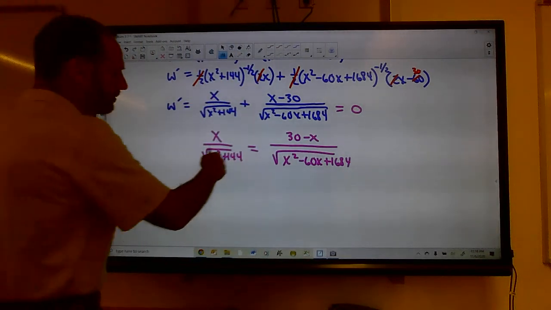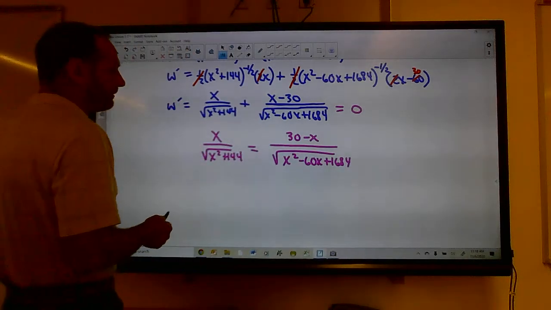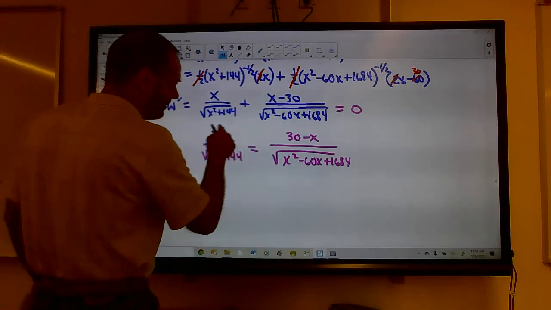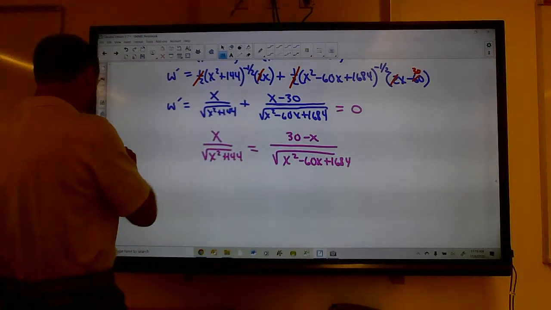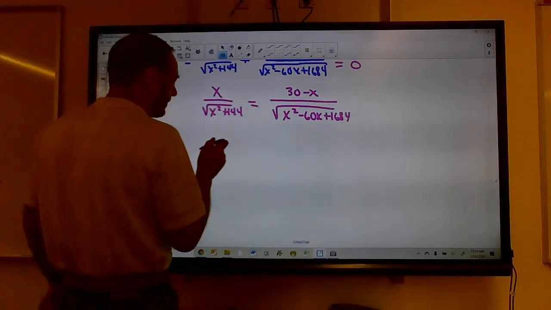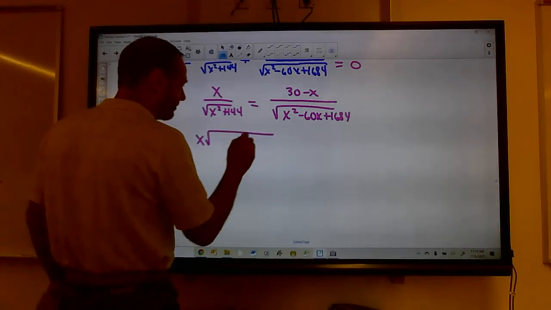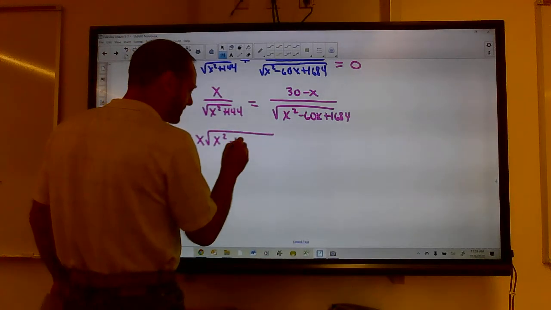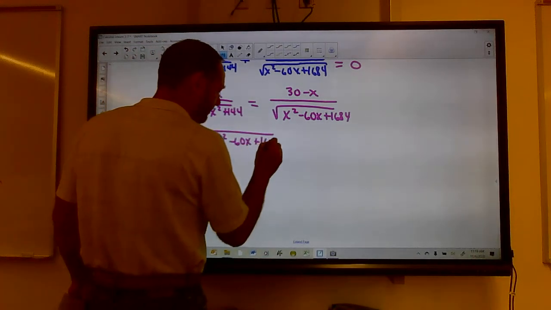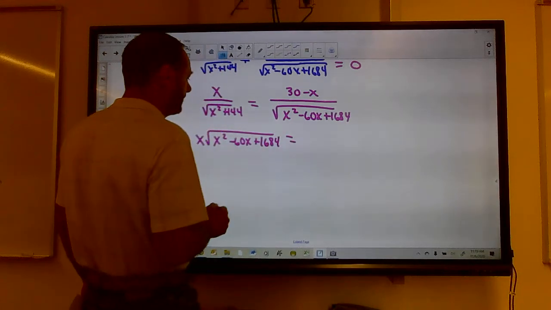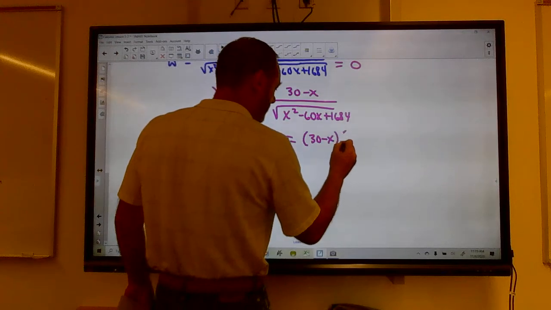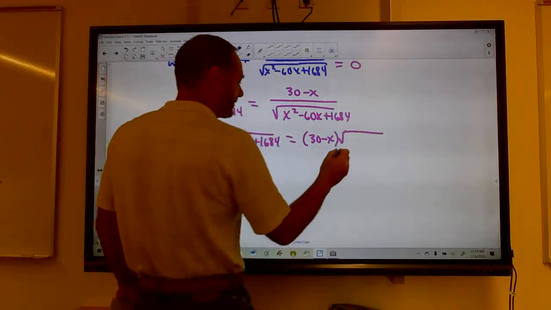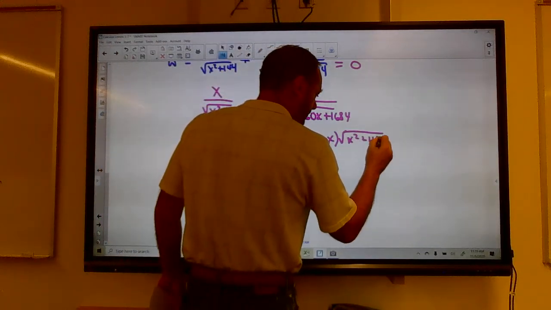Now this is a proportion, is all it is. So you solve a proportion by the means extremes. I'm going to multiply these two together, and that's going to equal those two multiplied together. So x times the square root of x squared minus 60x plus 1684 is going to equal 30 minus x times the square root of x squared plus 144.